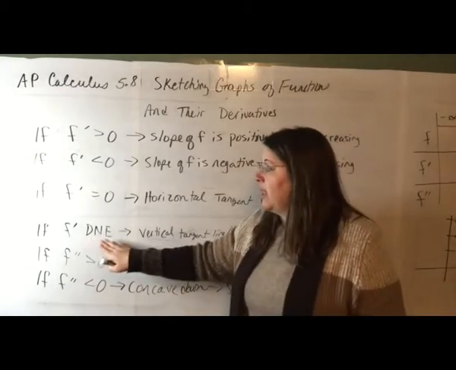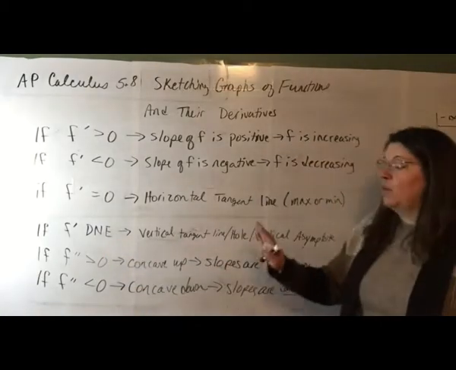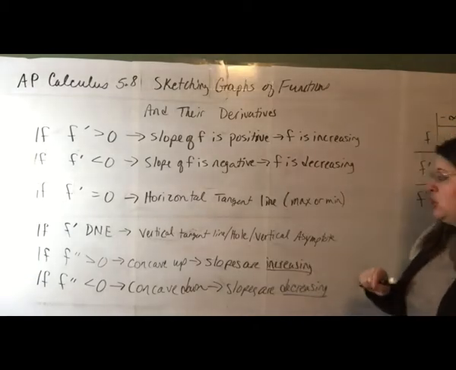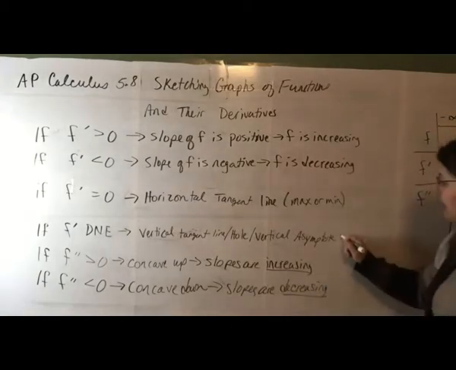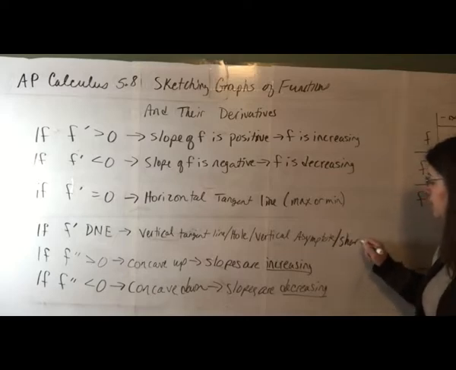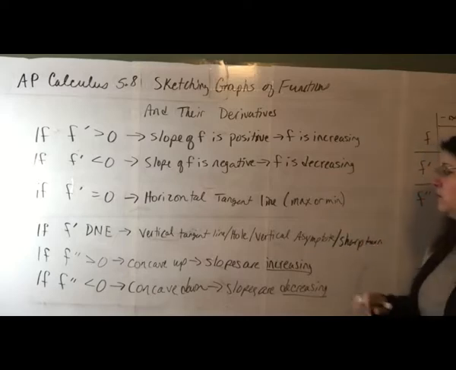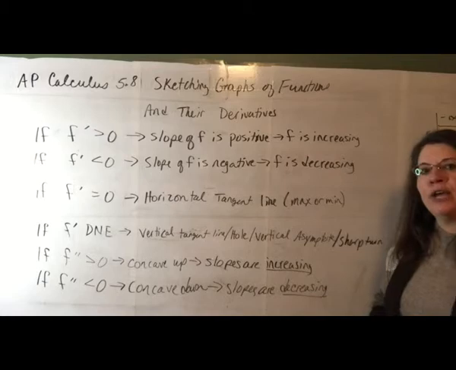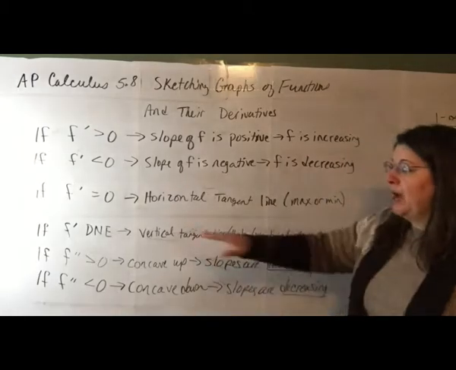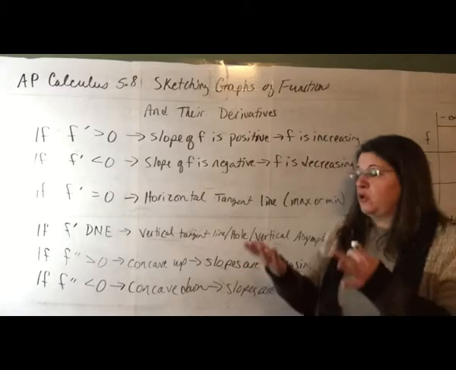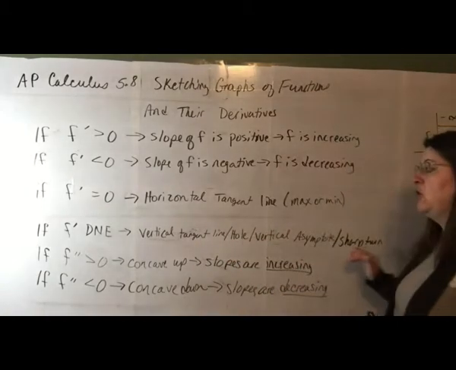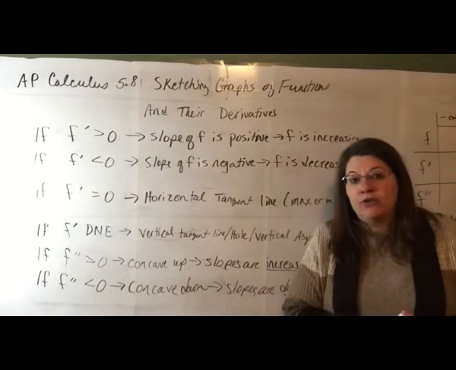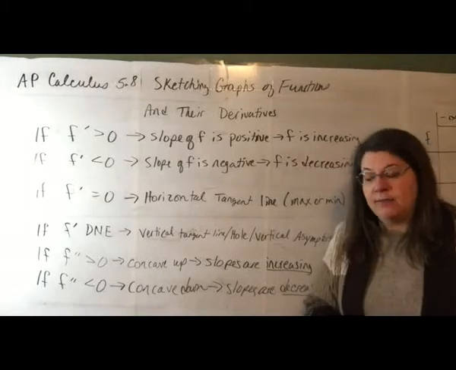If f prime does not exist, then that means you have one of several things. You might have a vertical tangent line, you might have a hole in the graph, you might have a vertical asymptote, and I left one off, you might have a sharp turn. So if f prime does not exist, there are several things that happen. And if your directions are to graph f and f prime doesn't exist, then you would be able to choose which one of these you want to use depending on the other information. Sometimes you might have more than one correct answer when f prime doesn't exist.